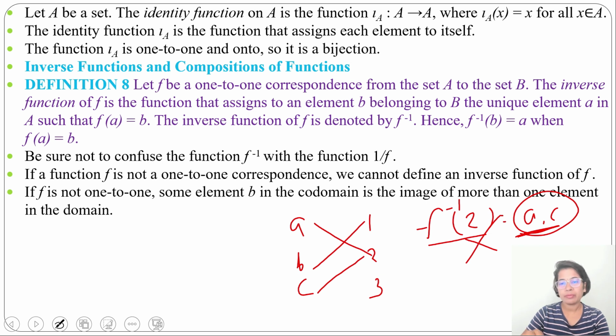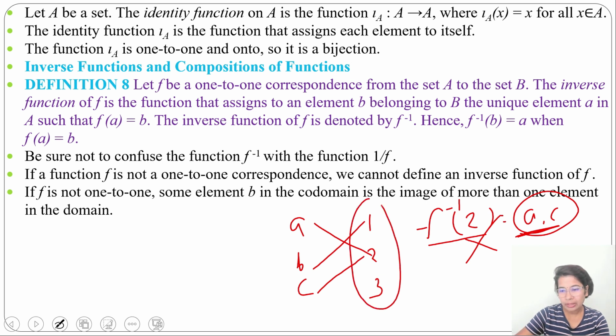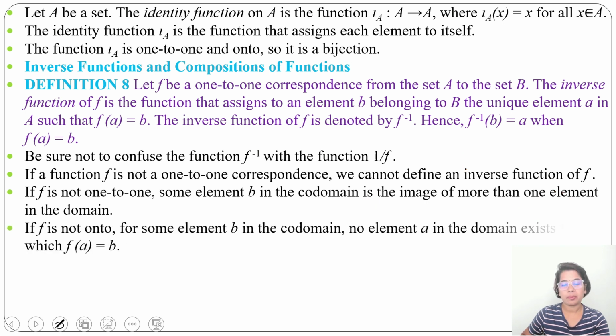So that's why for an inverse it should be one-to-one and onto. Now this example is also not onto as 3 is free. When we find f inverse 3, it will be nothing as no element of the domain maps to 3. So we cannot find f inverse 3. That's why it should be both one-to-one and onto.